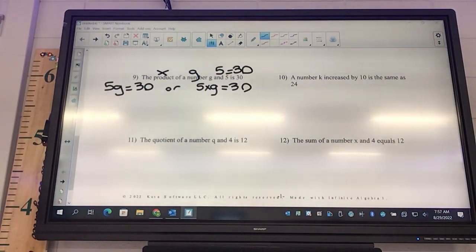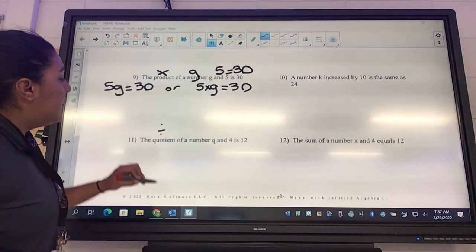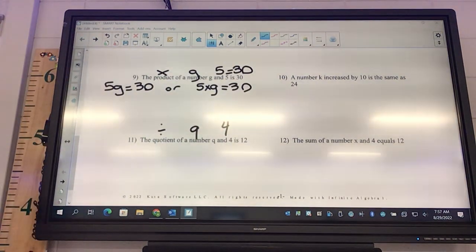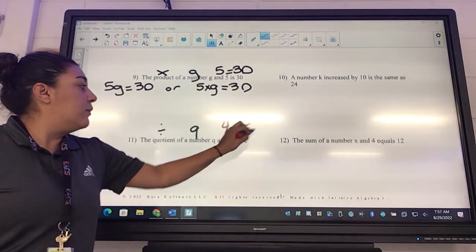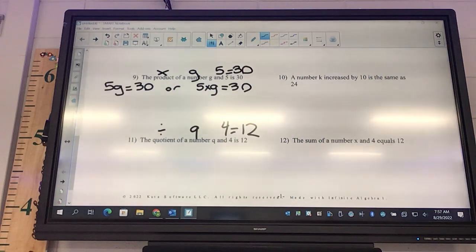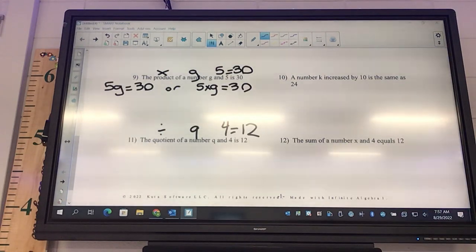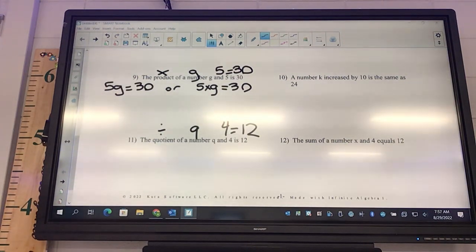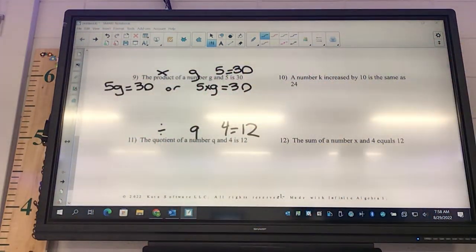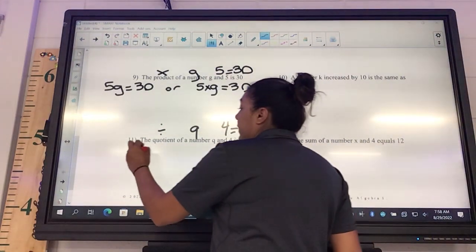The quotient, what's quotient mean? Divide, of a number q and 4 is, what's is mean? Equals 12. Okay, what should that look like? So we learned through our associative properties, in multiplication you could say 5 times g or g times 5. Same with addition. Subtraction and division, you cannot do that. So it should be the q comes first.